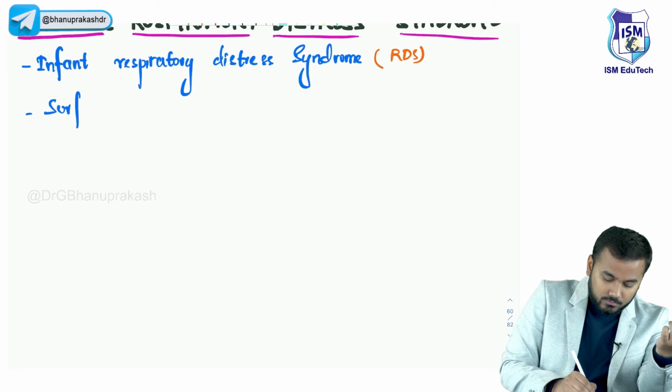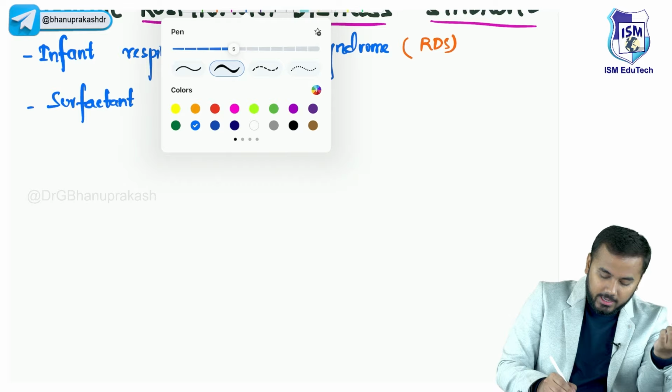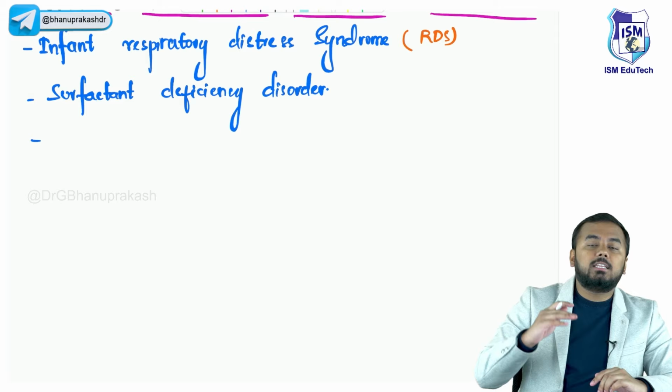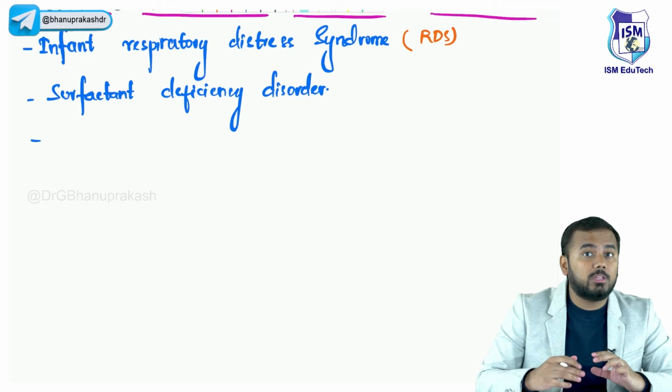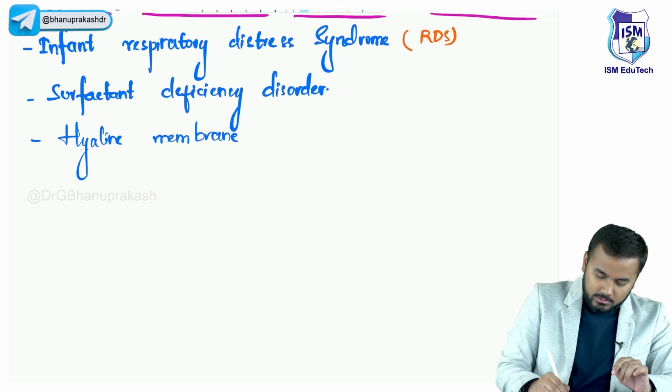Surfactant deficiency disorder. Okay? This is also called surfactant deficiency disorder. Next important thing is that this is also given another name called hyaline membrane disease. Why is it called hyaline membrane disease? I will tell you when I will be teaching pathophysiology. So it is also called hyaline membrane disease.